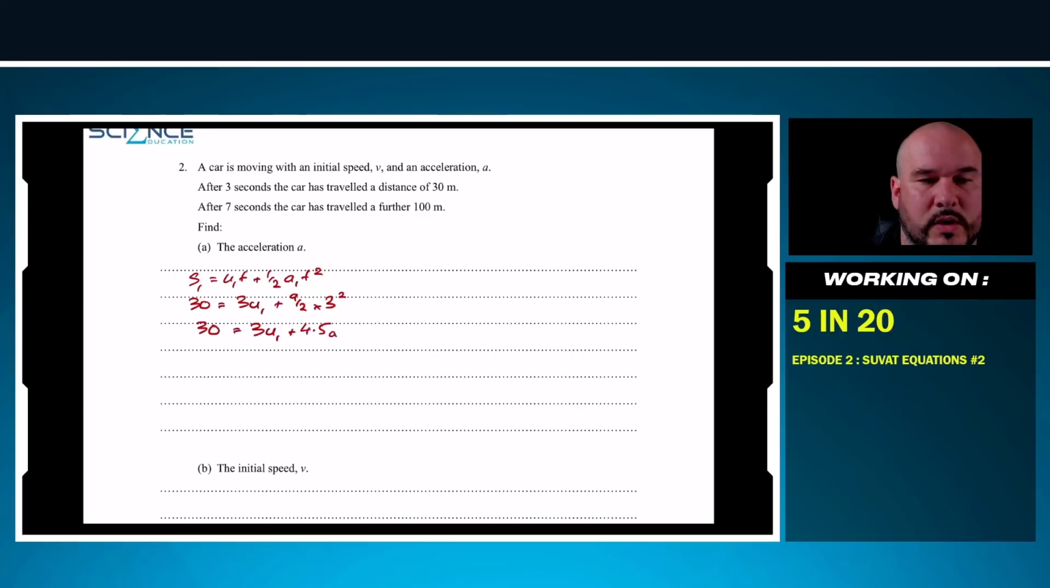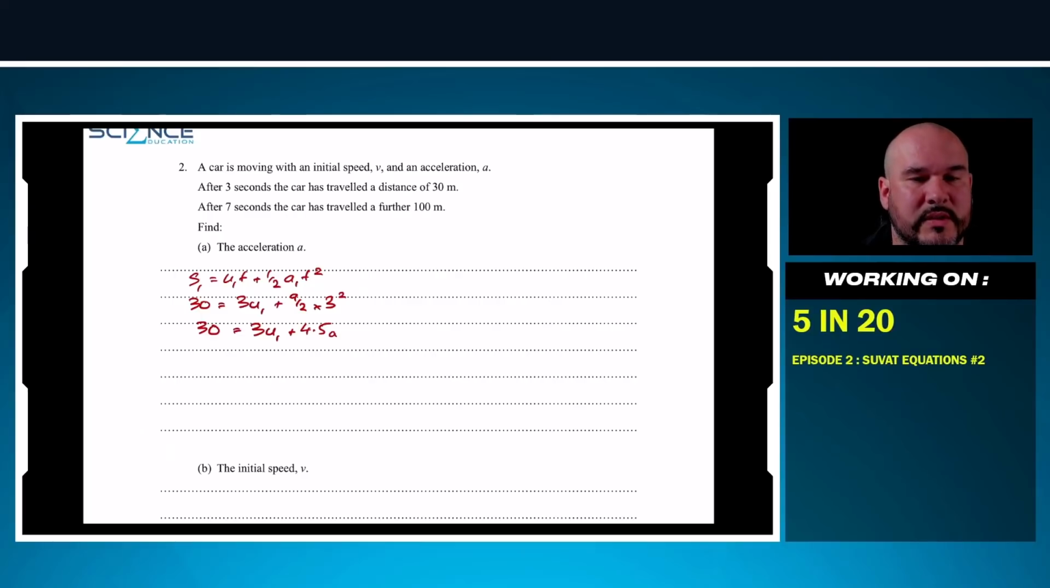We end up with an expression of 30 = 3u1 + 4.5a. All by itself, this is not terribly useful because there are still 2 unknowns. So we need to try and eliminate one of those unknowns. The best way of doing that is using the second set of data.